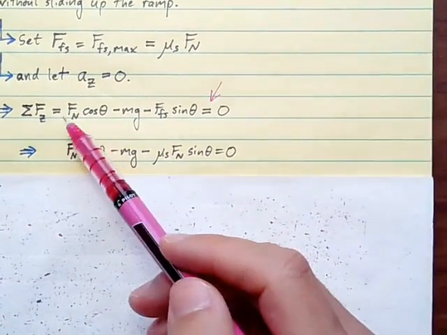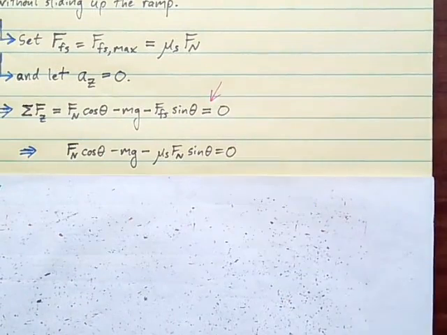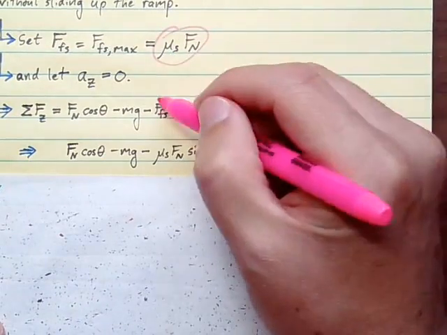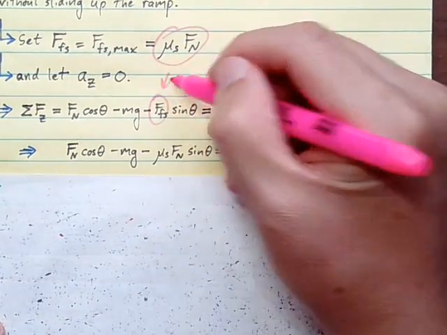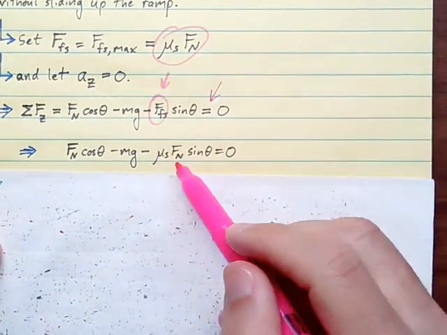So setting the net vertical force equal to 0, and then making this substitution in for our force of static friction there, setting it equal to its max value. So Fs becomes mu s Fn. That gets us here.